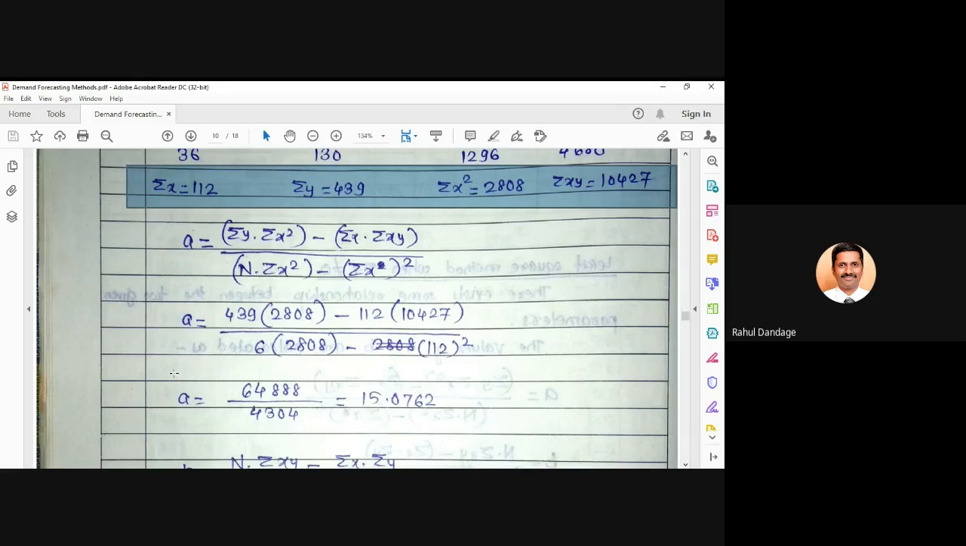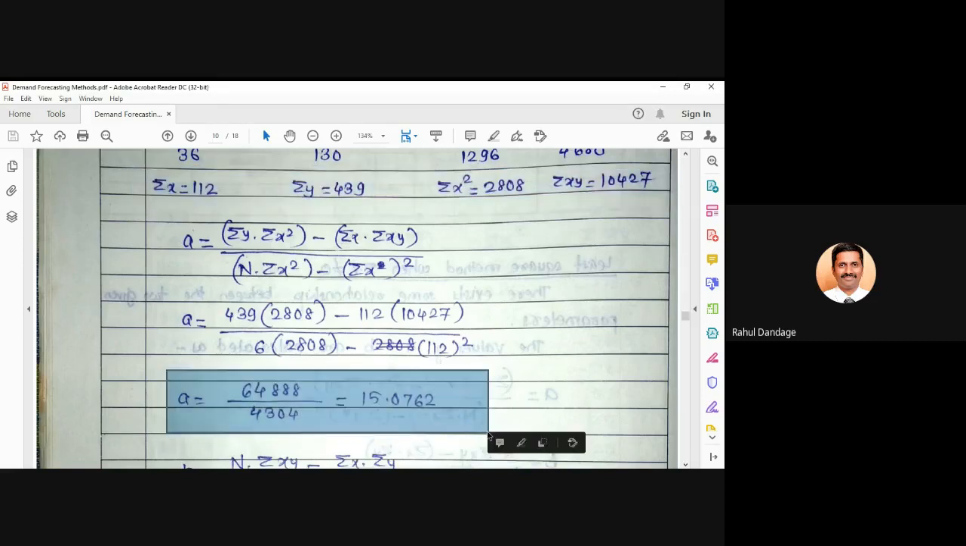The value of A should be 64888 divided by 4304. So approximately your value should match with this, as 15.076 or 15.08. 15.08. Okay.